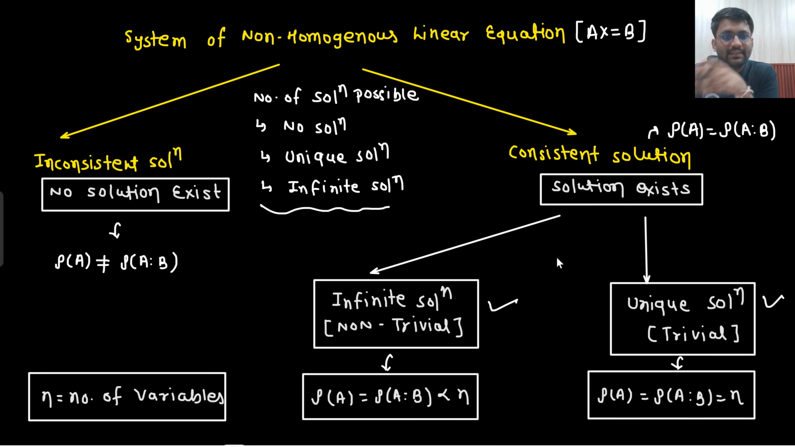But if it is coming out to be lesser than the number of variables, that means there will be a non-trivial solution or infinite solutions. And if it is coming out to be equal to the number of variables, that means there will be a trivial solution. And here, nullity of A equals what? Nullity of A is equal to the number of variables minus rank of A. That represents the number of independent solutions. That's it.